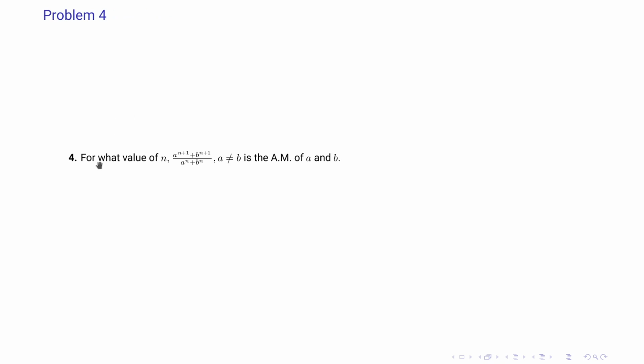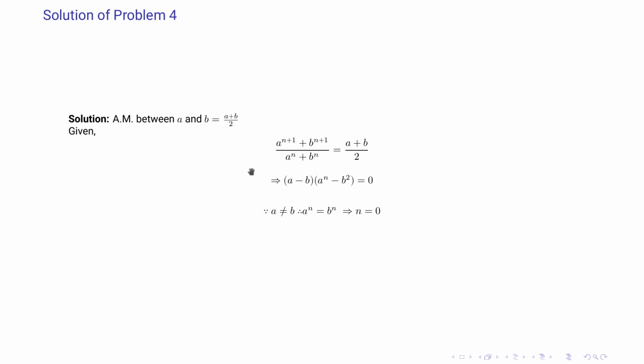Problem number 4 says that for what value of n is (a to the power n plus 1 plus b to the power n plus 1) divided by (a to the power n plus b to the power n), where a is not equal to b, the arithmetic mean of a and b. So we let the arithmetic mean be (a plus b) by 2. Now it is given that (a to the power n plus 1 plus b to the power n plus 1) divided by (a to the power n plus b to the power n) is equal to (a plus b) by 2.